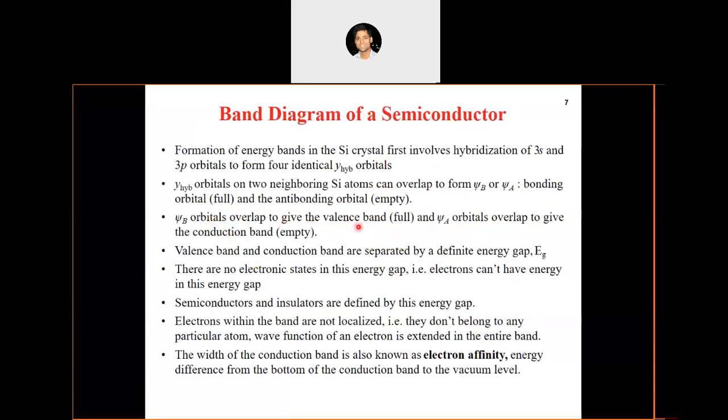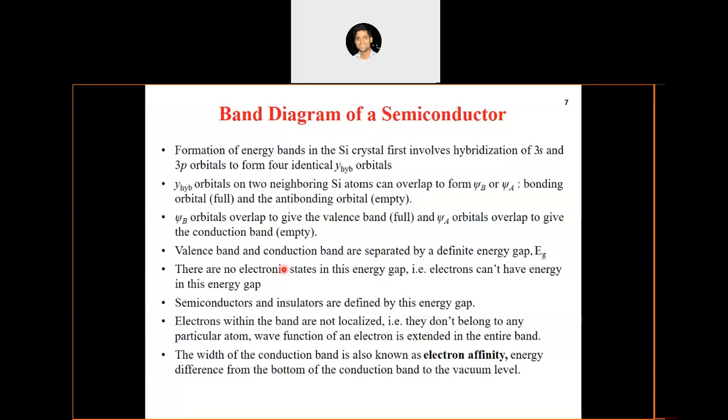Psi b orbitals overlap to give the valence band, which is full, and psi a orbitals overlap to give the conduction band, which is empty. At absolute zero temperature, there will be no electrons in the conduction band, and in the valence band all the energy states will be occupied. The valence band and conduction band are separated by a definite energy gap, Eg, also known as the band gap. This band gap is a very important characteristic of a semiconductor. In fact, this is the parameter which defines whether a material can be used as a semiconductor or not.